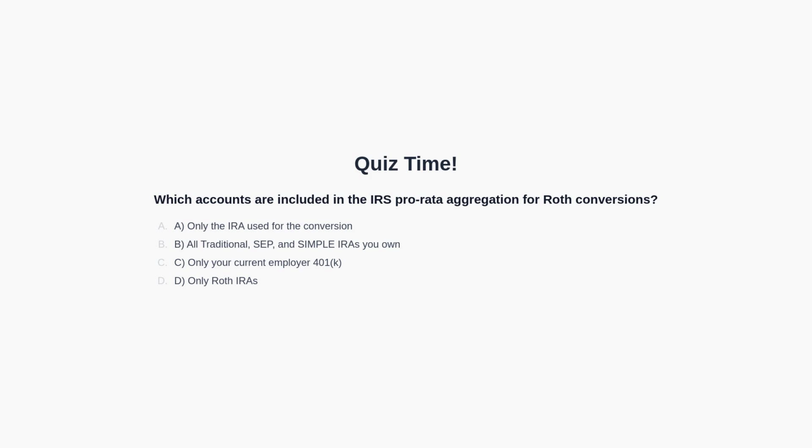Quiz time. Which accounts are included in the IRS pro-rata aggregation for Roth conversions? A. Only the IRA used for the conversion. B. All traditional, SEP, and SIMPLE IRAs you own. C. Only your current employer 401k. D. Only Roth IRAs. You may pause the video now to think about the answer. We will discuss the answer in the next section of the video.